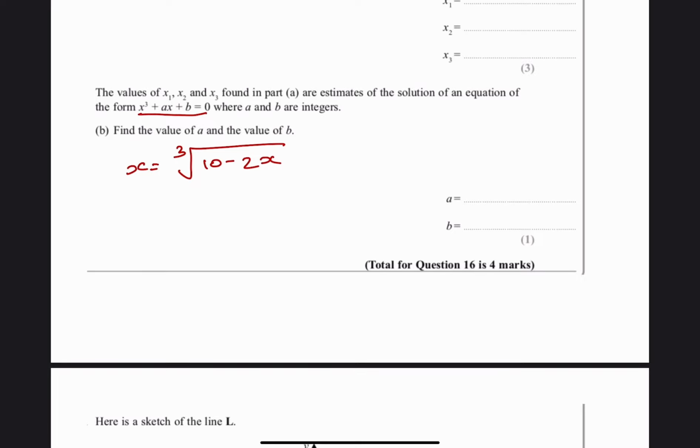The cube root goes to the other side, becomes cubed. So x cubed equals 10 minus 2x. Bring everything inside to the left hand side. X cubed plus 2x, because minus 2x becomes plus on the other side, and plus 10 becomes minus 10, equals 0. If I compare it now, if you look at this, a is what number? A is 2, b is just minus 10, and that should do.